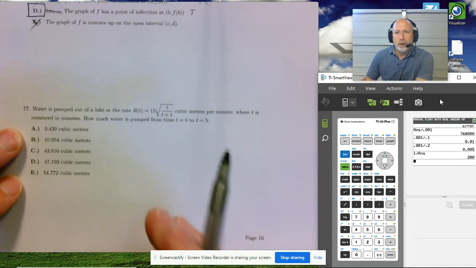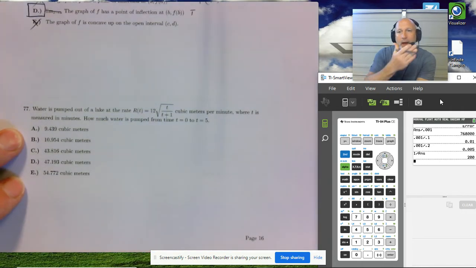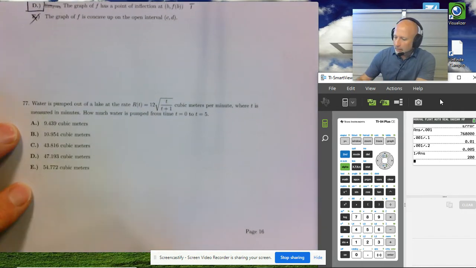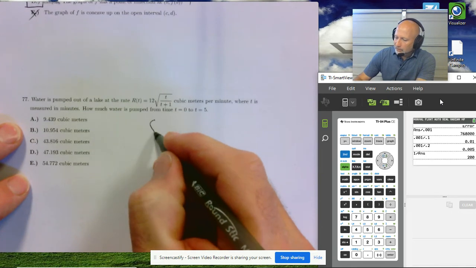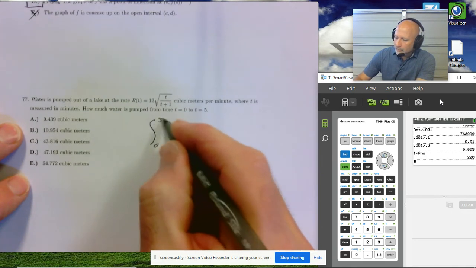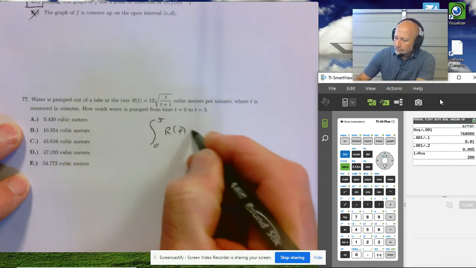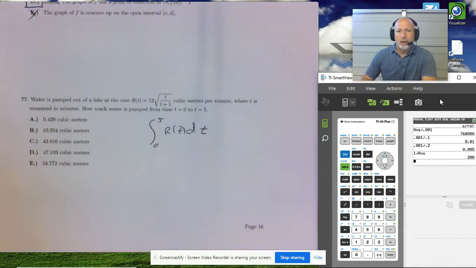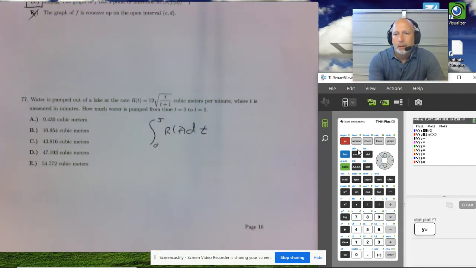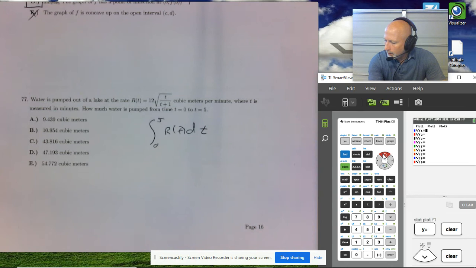So we know if we want to calculate the total amount out of there, you have to integrate the rate. So all we need to do is integrate from 0 to 5 of R of t dt. Okay, so we go to our graphing calculator and we go to y equals. Let me clear off the other information that is already on there. Okay, and then we're going to enter in the equation.